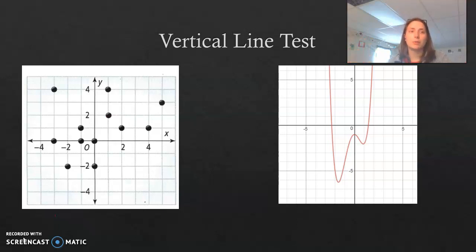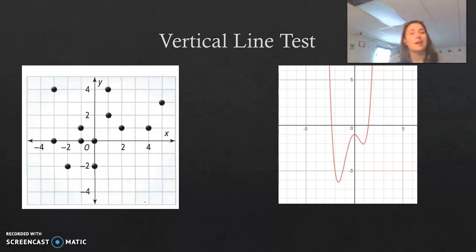So we're going to talk about the vertical line test, and the vertical line test is exactly what it says it is. Basically, we're going to take vertical lines and draw them through our graph. Now, if just one vertical line crosses our graph or our points more than once, then we don't have a function. If it passes the vertical line test, meaning I can draw vertical lines and each will only cross the graph once, then we have a function.